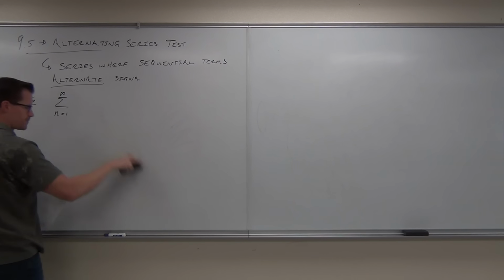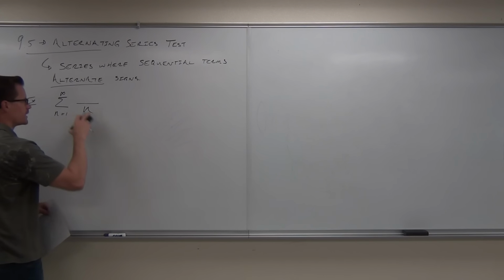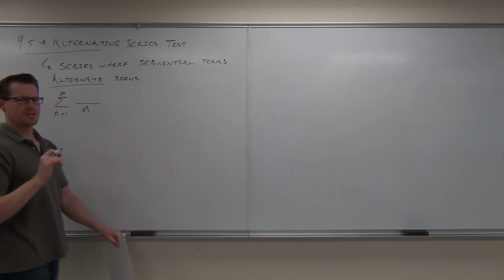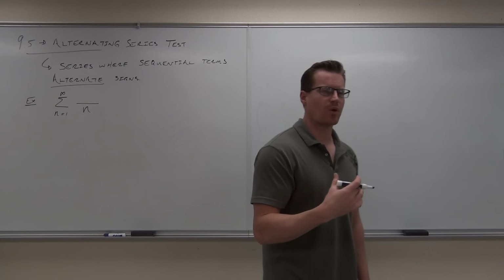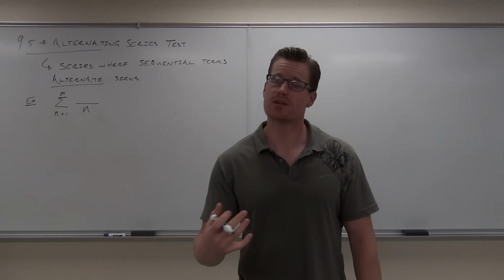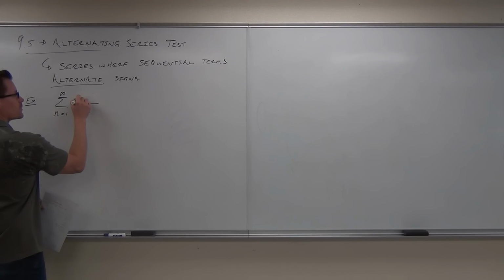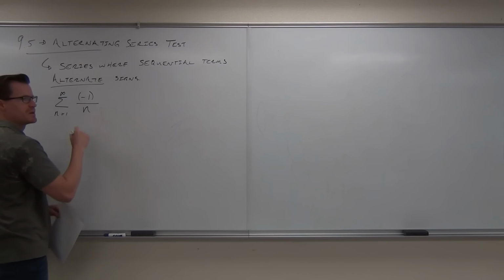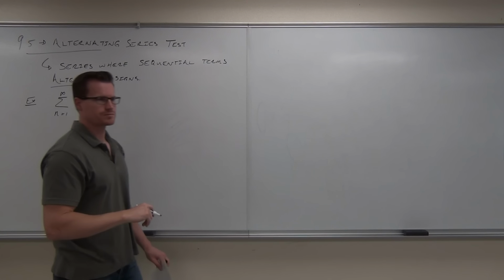Typically, there'll be some series like this one, and there will be something in it that makes the signs alternate. Do you remember what we had that made the signs of our sequences alternate? Negative 1, that's right. To some power. Yeah, negative 1 to some power that was based on n. So for us, it's typically n minus 1.